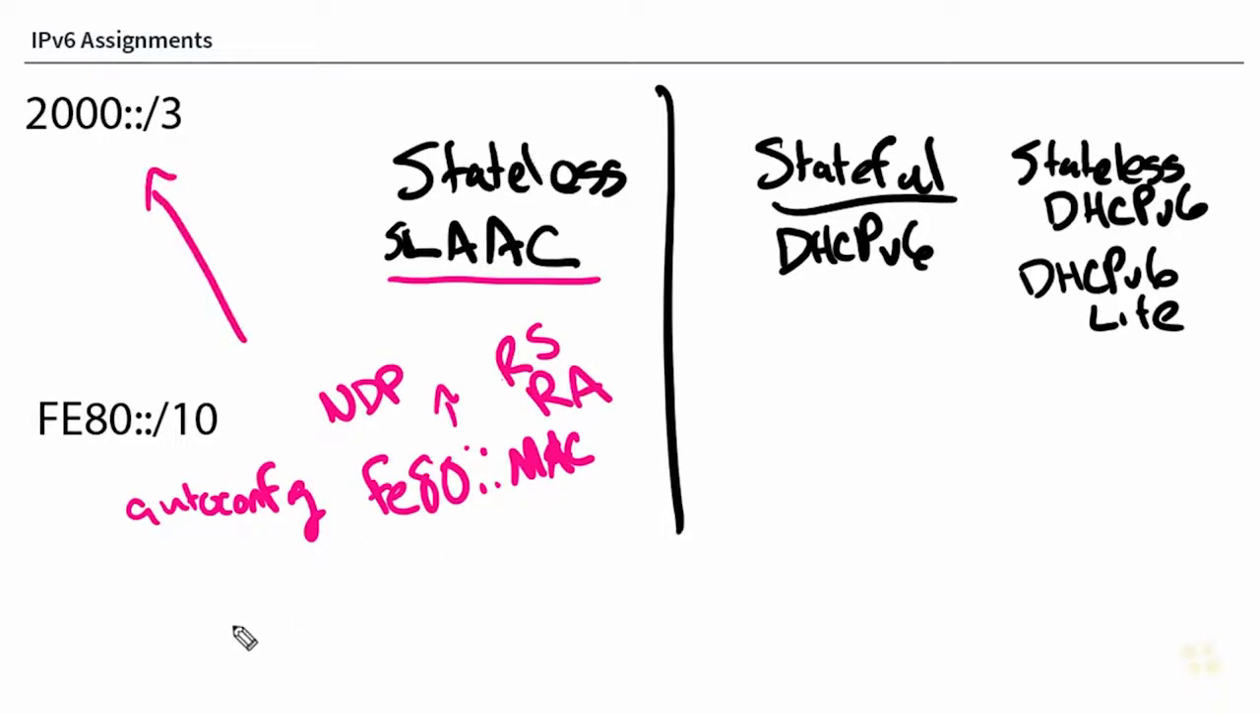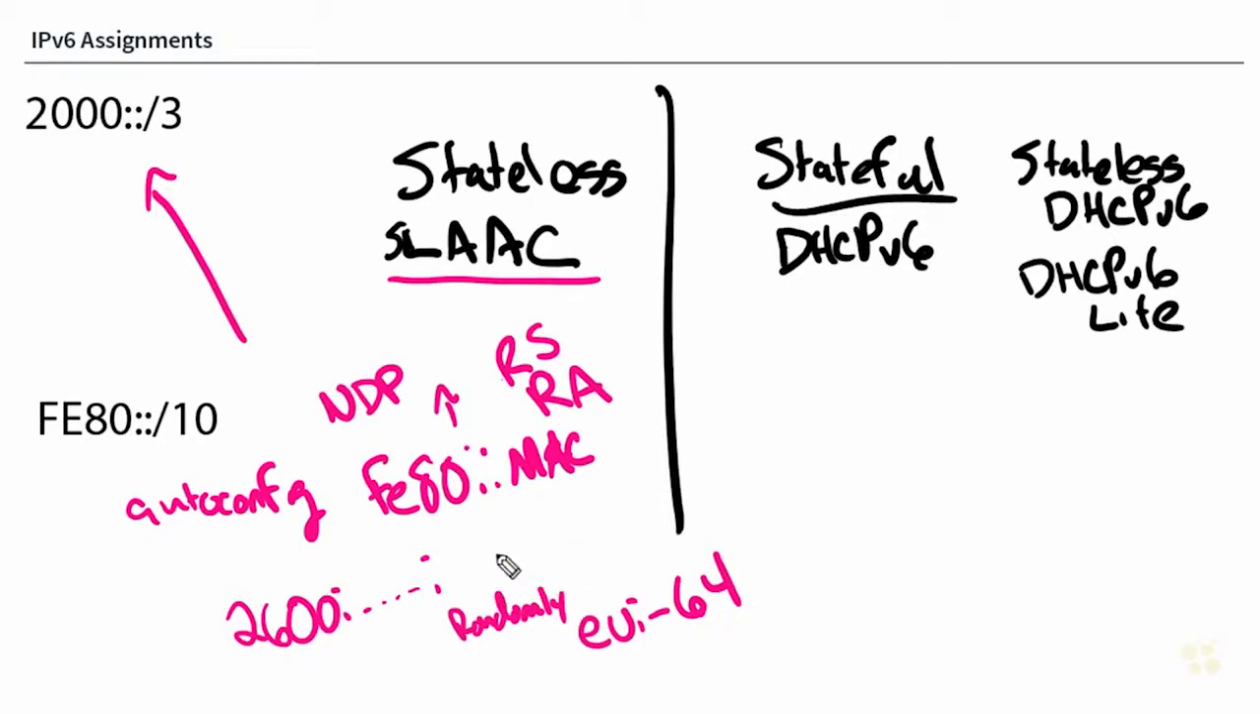Now, the global unicast address could do something like the 2600 as we've seen, and so on, for the network address. And then when it gets to the host portion, it can randomly assign something and check for duplicates, or it can use what's called EUI-64.